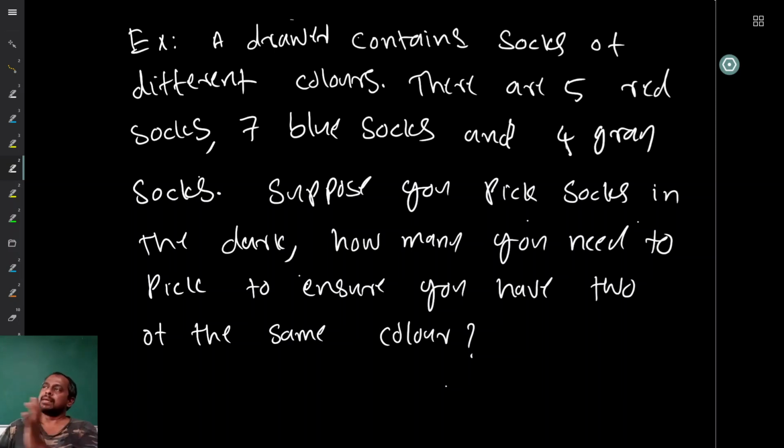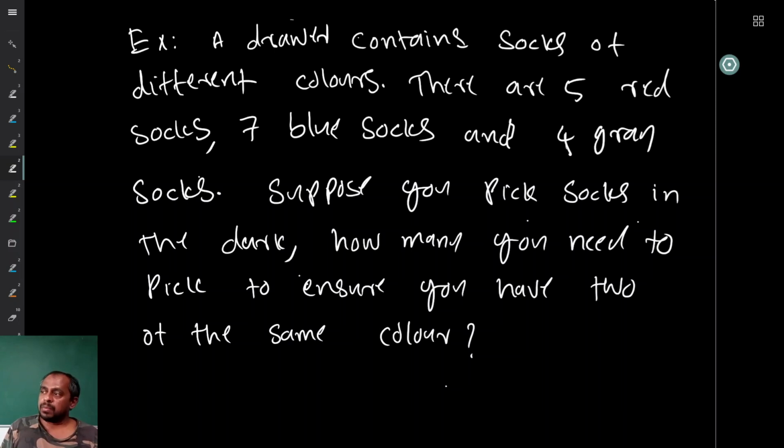So we have a drawer in the house, right? And this drawer contains socks of different colors. Every day I go out, I want to put a matching color for my dress, right? The socks must have the matching color, maybe, I don't know. So now let us say that I have 5 red socks, 7 blue socks, and 4 gray socks.